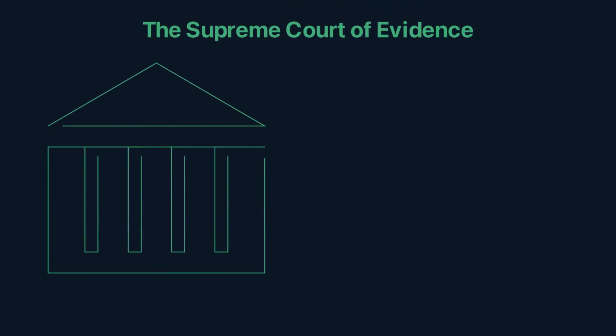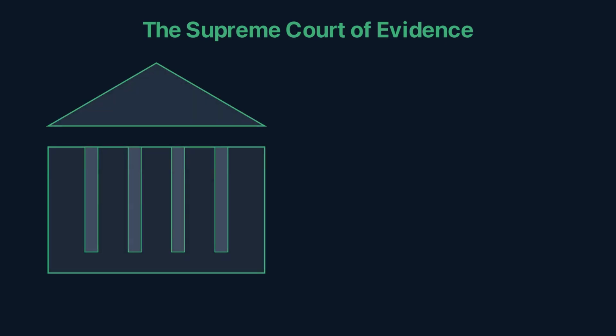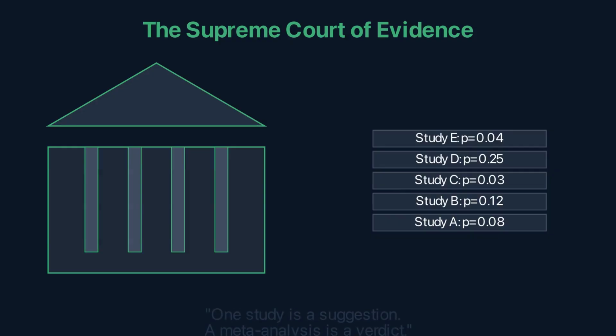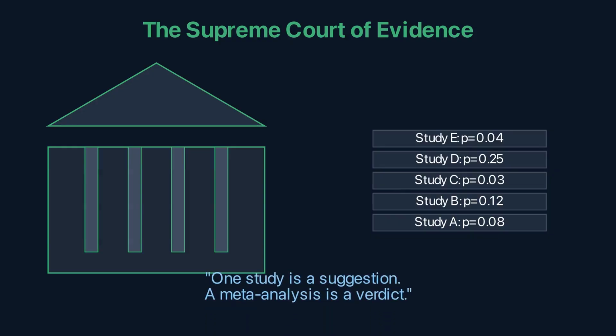One study says the drug works. Another says it doesn't. A third says it works but only in women over 60. Each study is a lower court ruling, limited in scope, subject to local conditions, possibly wrong. The Supreme Court reviews all the rulings and issues a definitive verdict. Meta-analysis does the same for scientific studies, systematically combines the evidence from multiple studies into a single quantitative conclusion.